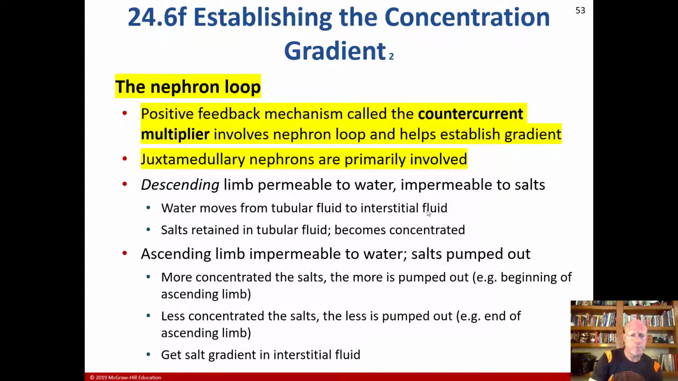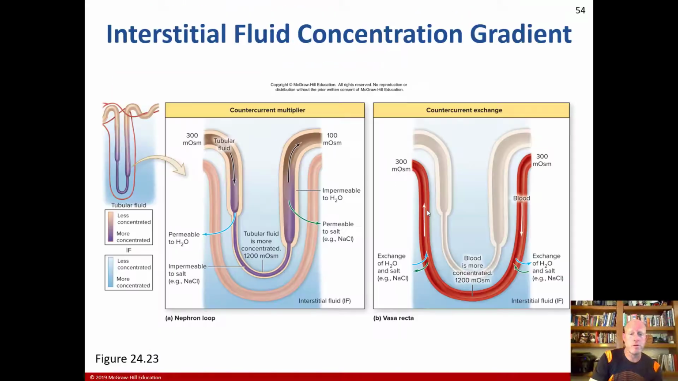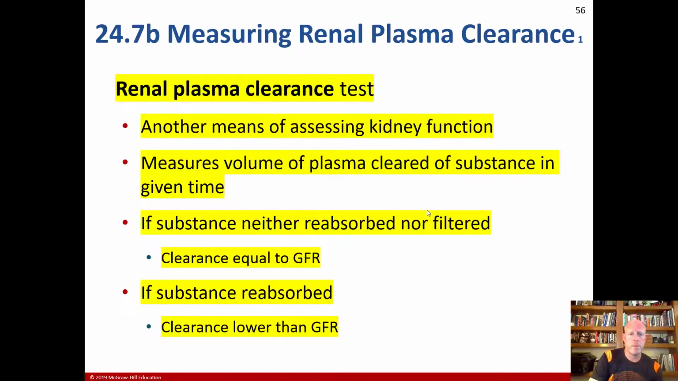The nephron loop: make sure you understand that the juxtamedullary nephrons are primarily involved with that positive feedback mechanism, which basically helps establish that gradient. That concentration gradient is very important, so understand the role of the nephron loop in the juxtamedullary nephrons. The renal plasma clearance test: there's at least one question, it might have been more than one, that referenced what you're essentially assessing, what is being reabsorbed or filtered, and how that plays a role in a renal plasma clearance test.